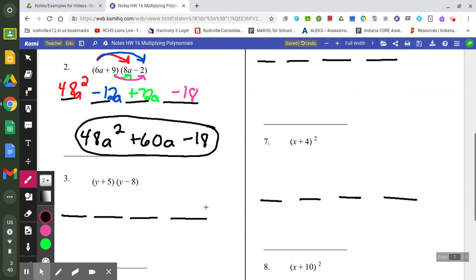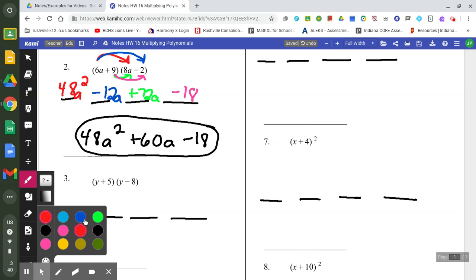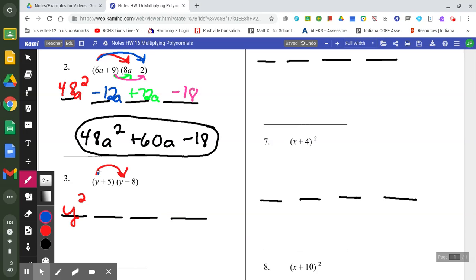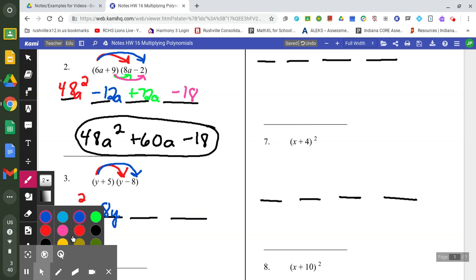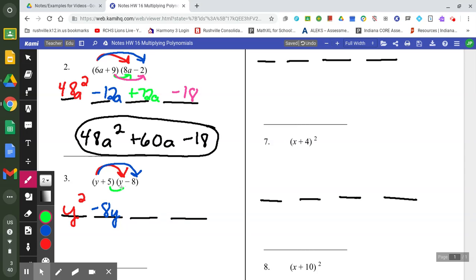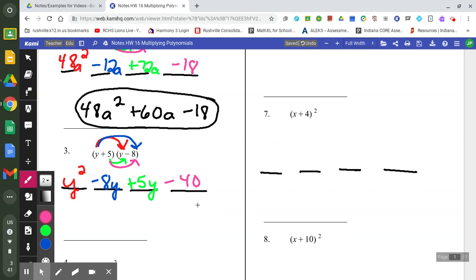And then number 3, first two terms, y times y is y squared. Outside term, y times negative 8, negative 8y. Inside terms, 5 times y is plus 5y. And my last terms, 5 times negative 8 is negative 40. Again, my two middle terms are alike. So my final answer is y squared minus 3y minus 40.